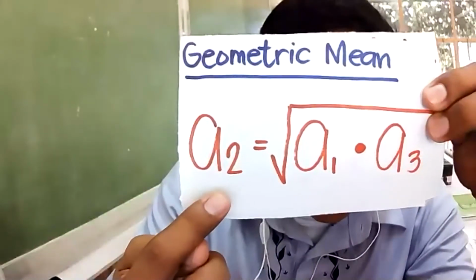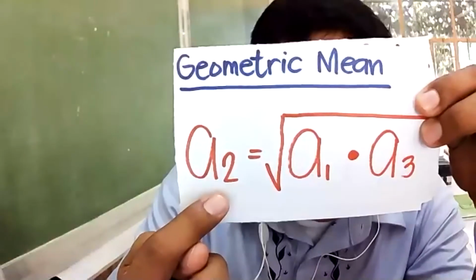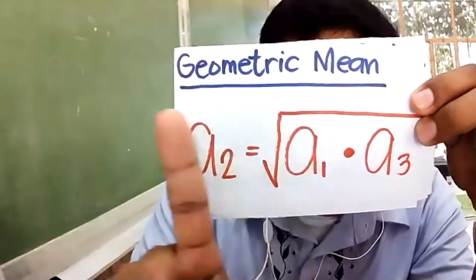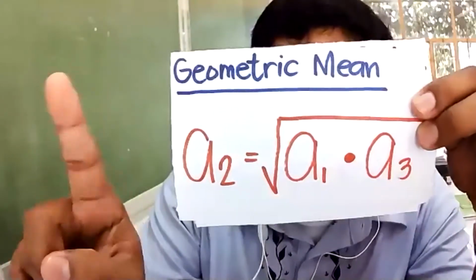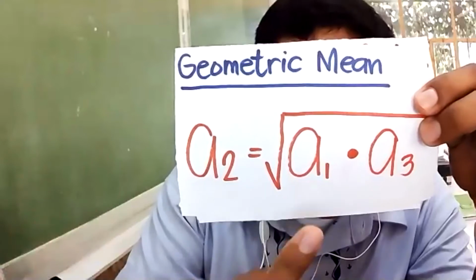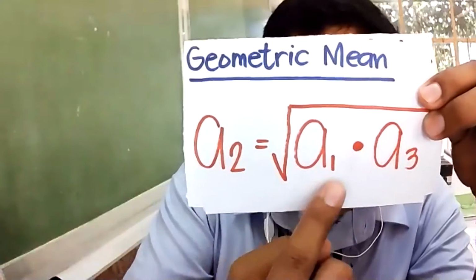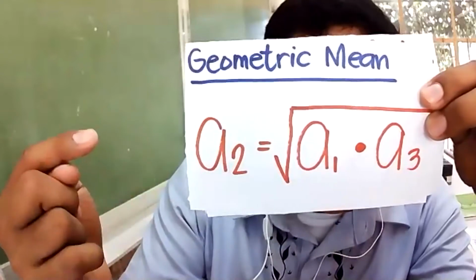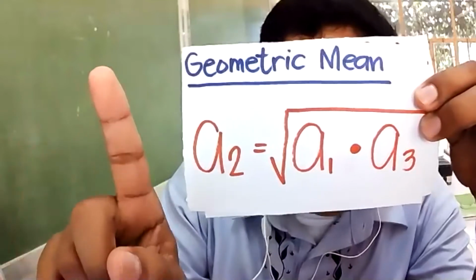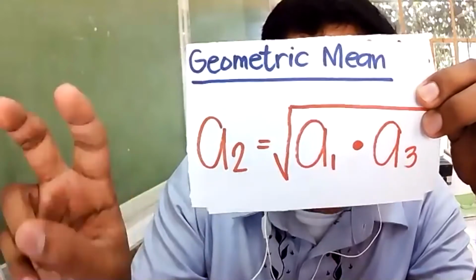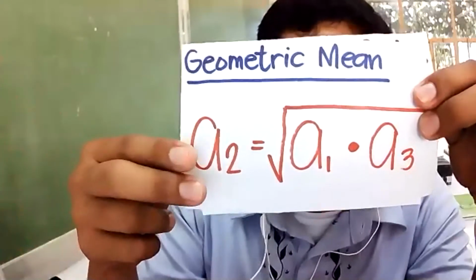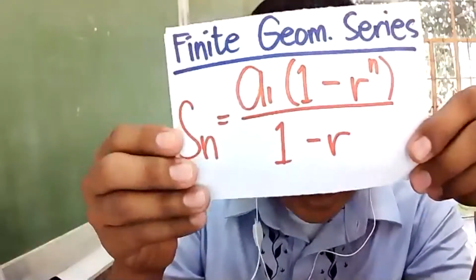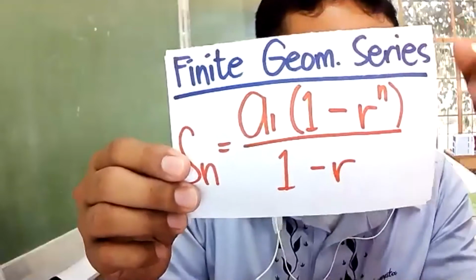And this formula, listen very carefully, this formula is only used if we're only looking for one geometric mean. And that one geometric mean is the term in between these two. This is the formula that we use if we're looking for only one. If we're looking for two, that's another process.